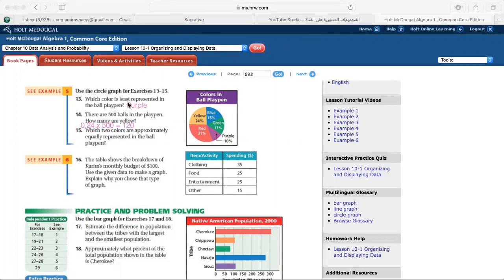Number 15. Which two colors are approximately equally represented in the ball playpen? Two numbers that are approximately equal are almost equal to each other. Yes, correct, Tala, the blue and the green. Excellent, Tala. Blue and green.